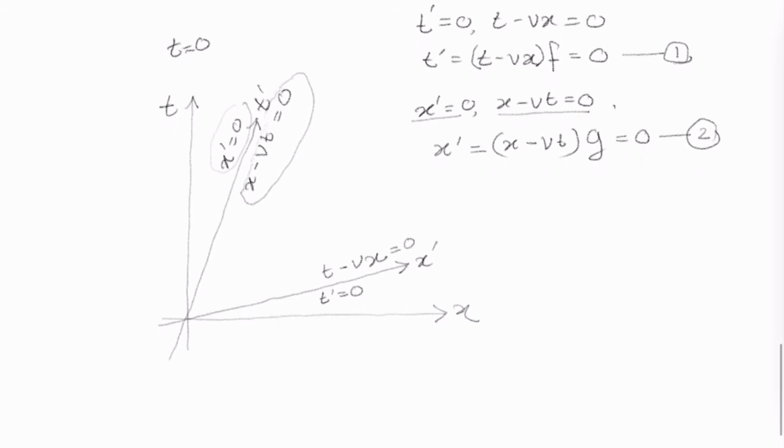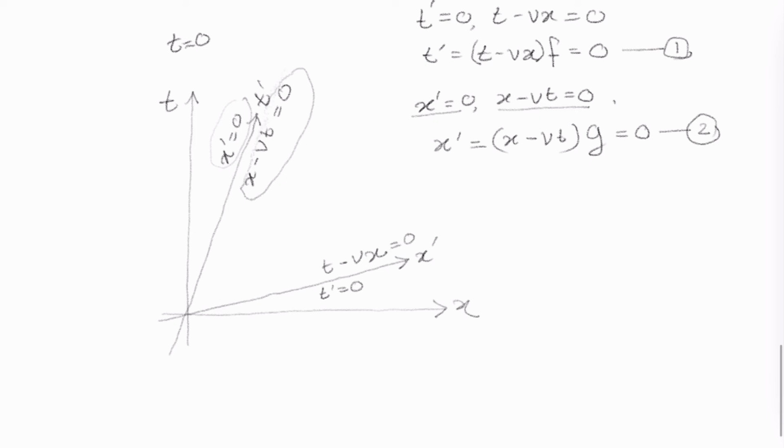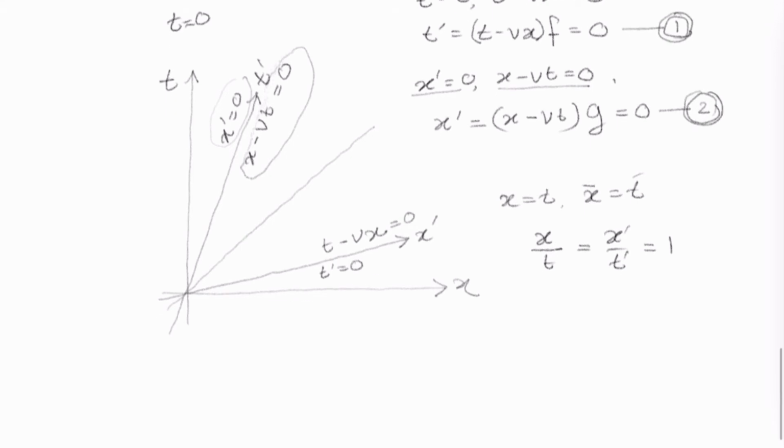The second relationship between these two coordinate systems is that the speed of light is the same in both coordinate systems. That is, when x equals t, we want x bar also to be equal to t bar. Or in other words, x equals t and x bar equals t bar need to be one line. So x divided by t equals x bar divided by t bar equals 1.